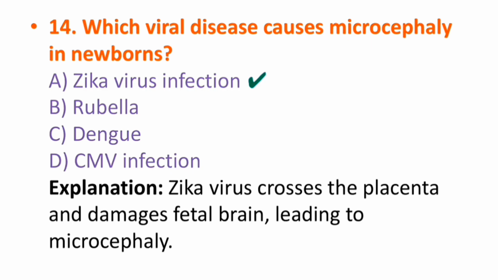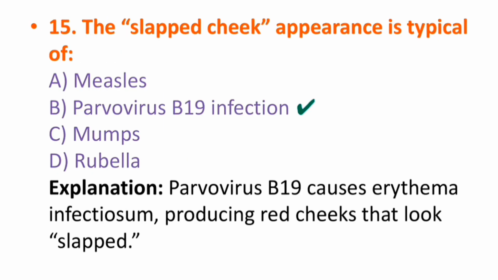Which viral disease causes microcephaly in newborns? Option A Zika virus infection, option B rubella, option C dengue, option D cytomegalovirus infection. The correct answer is option A. Zika virus crosses the placenta and damages the fetal brain, leading to microcephaly.